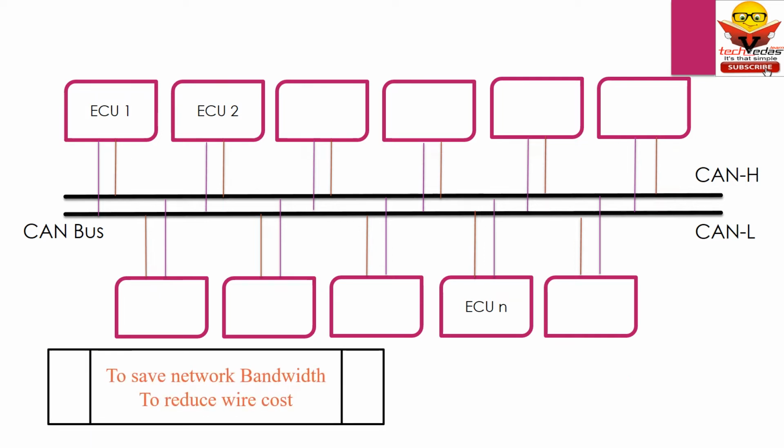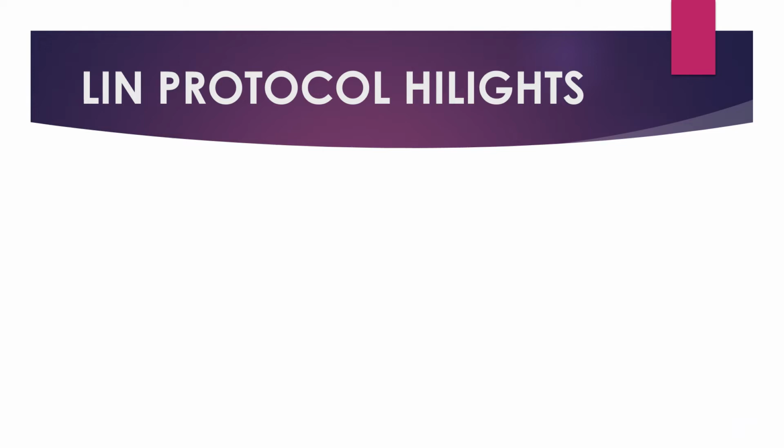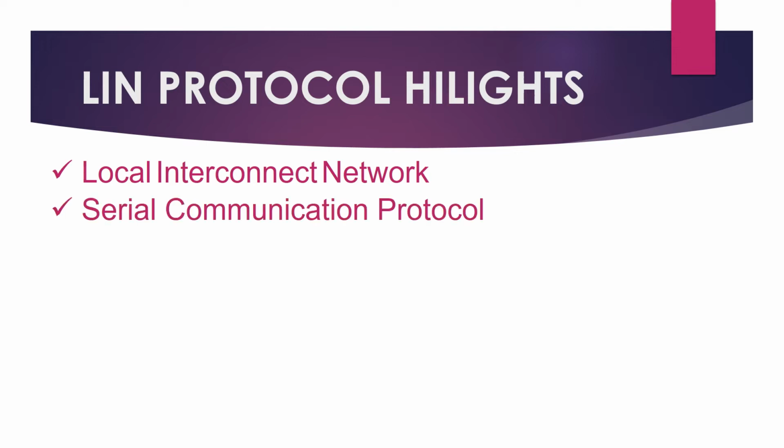So now to answer our first question, to address these limitations of CAN, LIN was introduced as a serial communication protocol, which is comparatively a low-cost solution for non-safety critical functions. LIN stands for Local Interconnect Network, and like CAN, LIN is also a serial communication protocol. It uses a single wire for communication. We will understand these details in an upcoming session.